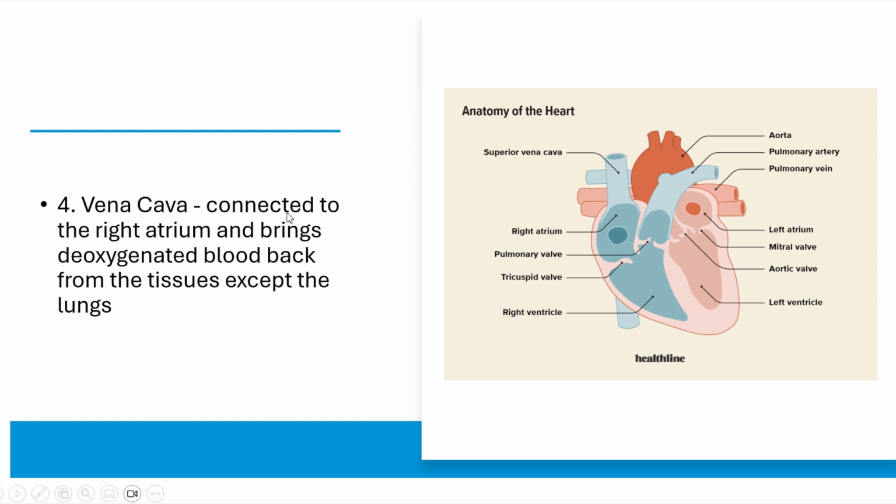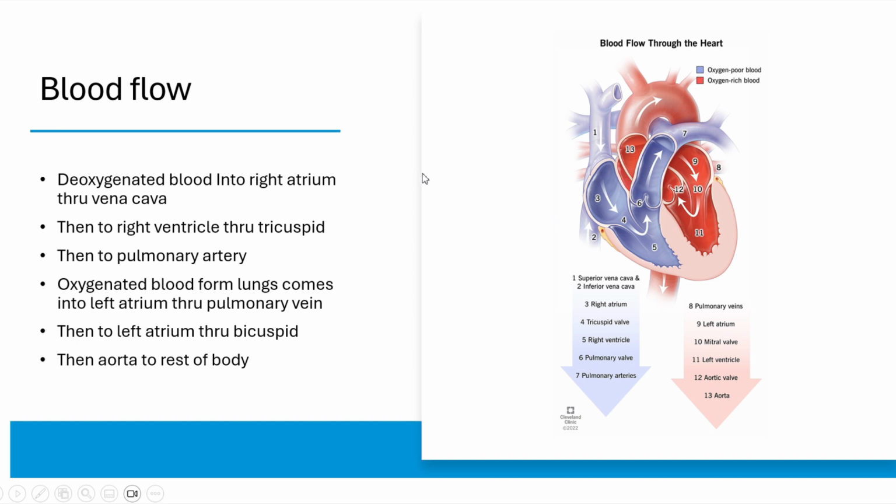Last one is the vena cava. The vena cava is connected to the right atrium and brings the deoxygenated blood back from the tissue. So back from the body when it gets used up, it's going to come back through the vena cava, back into the right atrium. Alright, say no more.